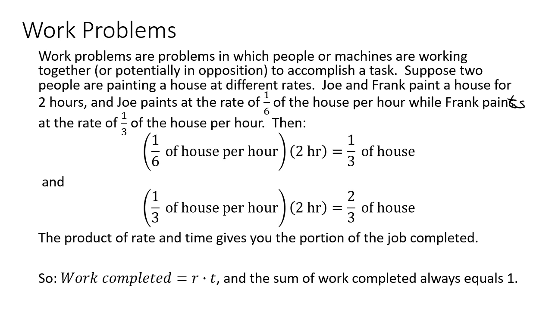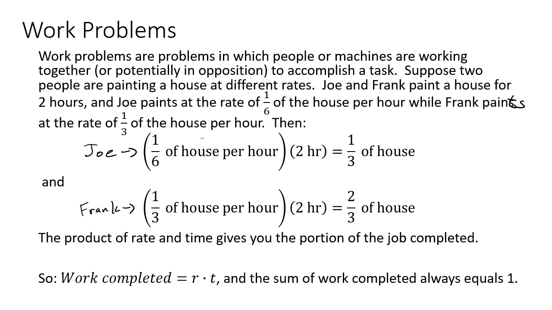So, the one that was doing 1/6 was Joe. He did 1/6 of the house per hour times 2 hours. That would give you 2/6, which would reduce to 1/3. So he painted in total 1/3 of the house. And then Frank was doing 1/3 of the house per hour for 2 hours, so he ended up painting 2/3 of the house.